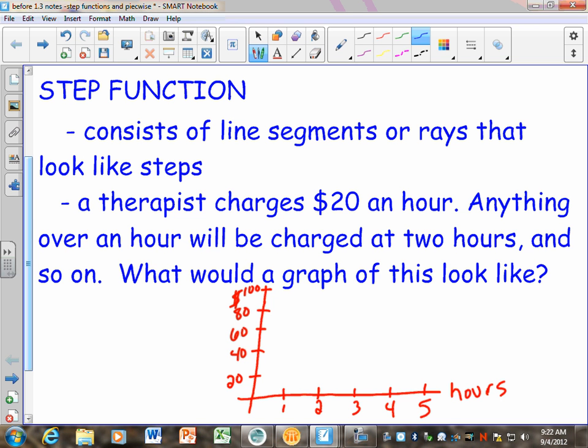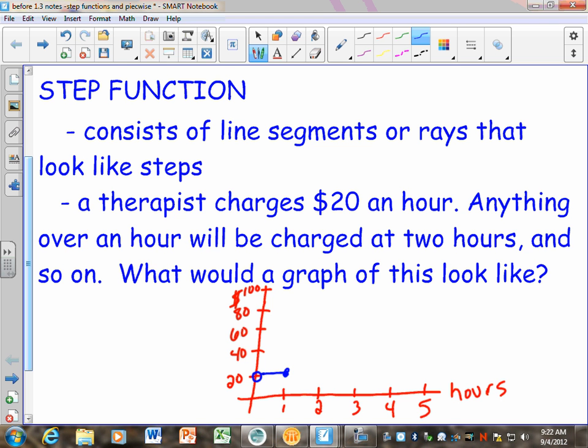So anything from 0, we'll say, not really that you're going to be in the therapist's office for 0 minutes, but anything from 0 all the way up to 1 hour, how much are you going to get charged for that? $20. So to show that, technically if you were there 0 minutes, you wouldn't get charged anything, so I'm going to make an open circle there. And then all the way up to 1 hour, including 1, that whole little increment from 0 to 1 hour, I would be charged $20.